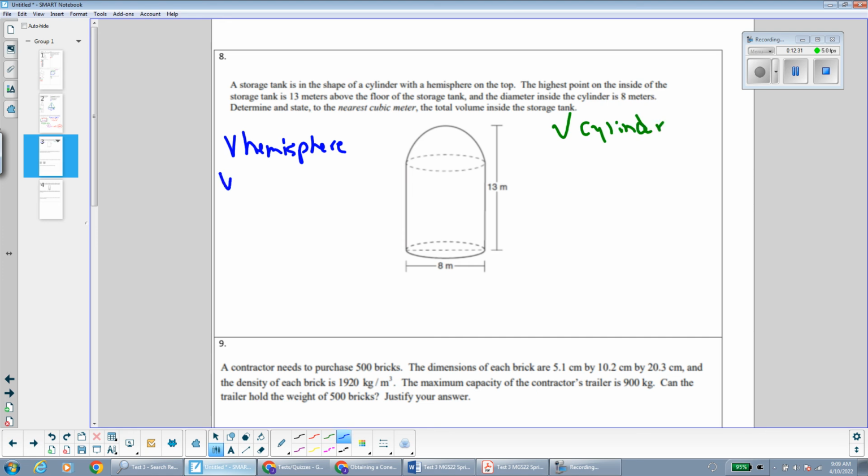So volume of a sphere is 4/3 pi r cubed. So the radius would be from here to here. And since the diameter on the bottom here is 8, half of that would be 4. So I know the radius here is 4 as well.